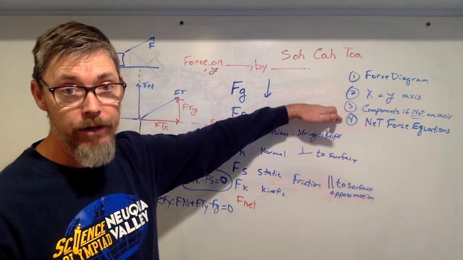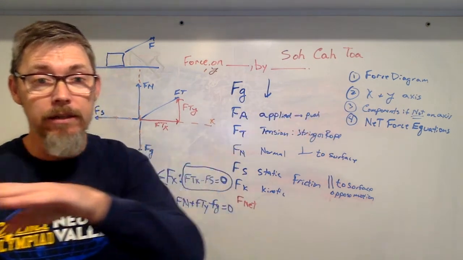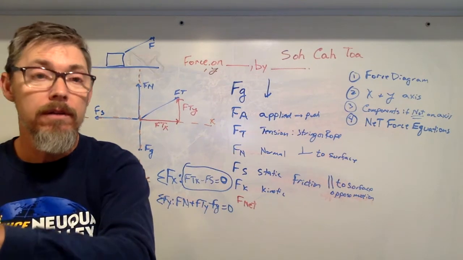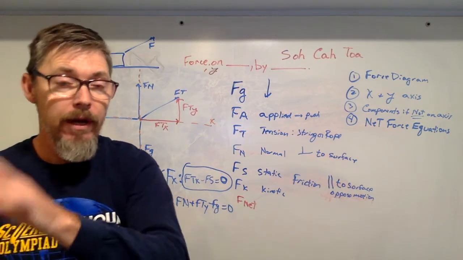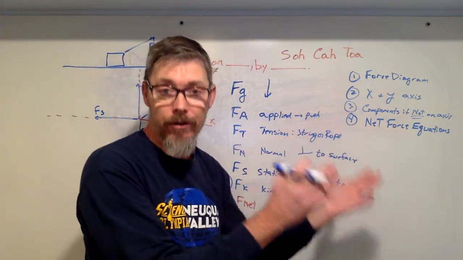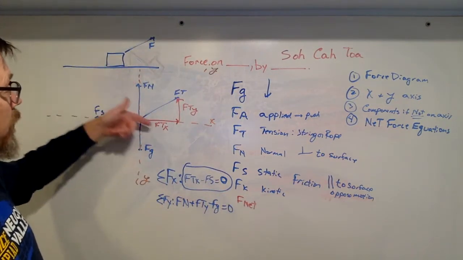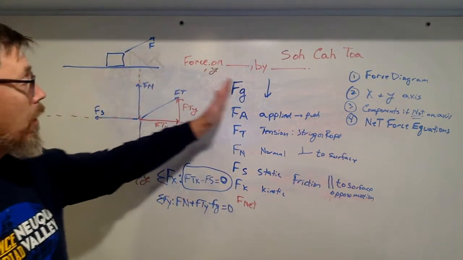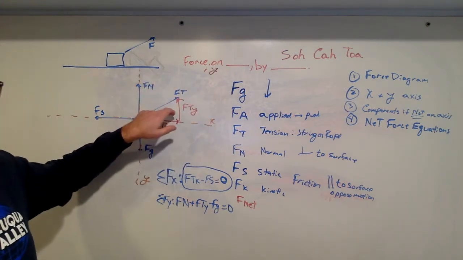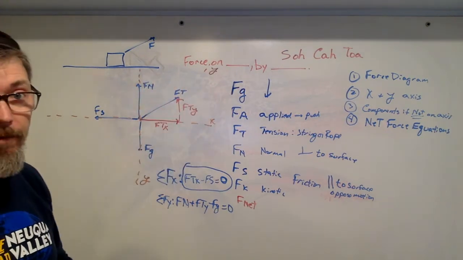Then write your equation. Take all of your x's in the positive direction, add them up, and then subtract your negative ones. Do the same thing with the y's. Make sure you scan all the way across. Don't miss Fty. It's easy to miss it.